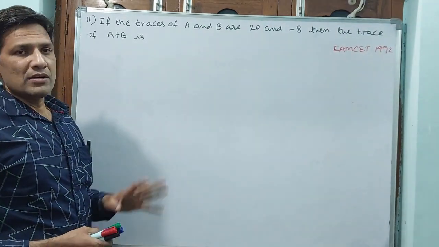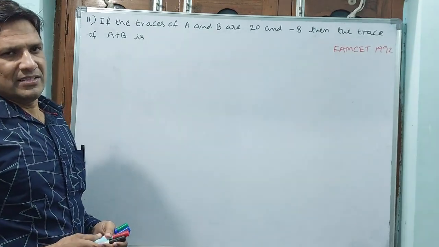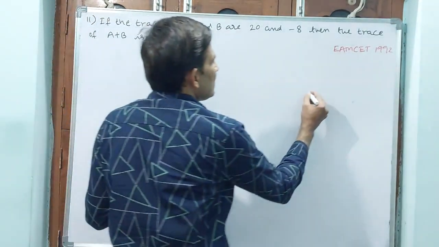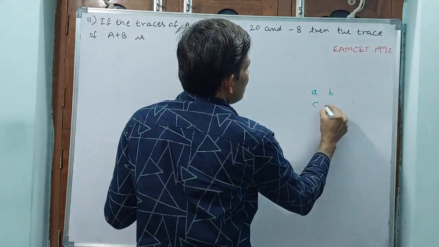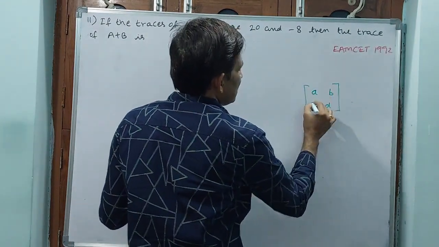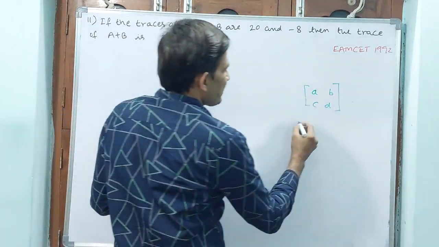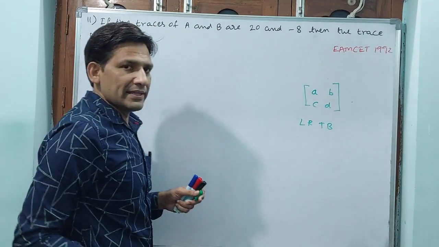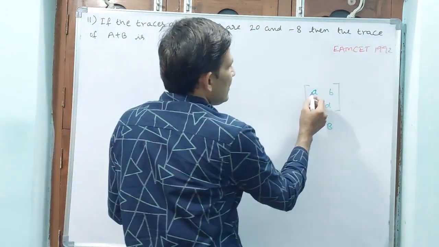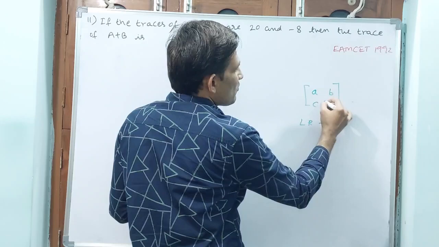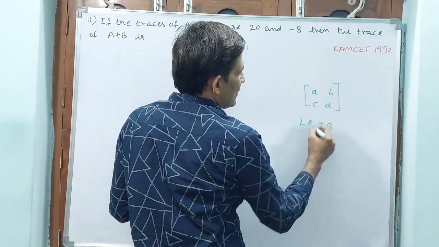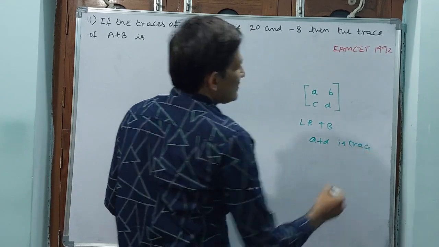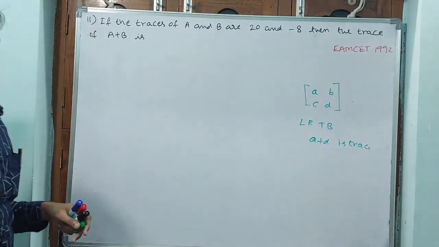Two or three questions we will do on the trace concept. What is trace? To understand the trace, one thing you remember. You see, A, B, C, D. This is a matrix. The concept is left to right, top to bottom. LRTB, like that you remember. That means diagonal. Left to right you have to go, but top to bottom you have to come. That means AD. Here A plus D is the trace.